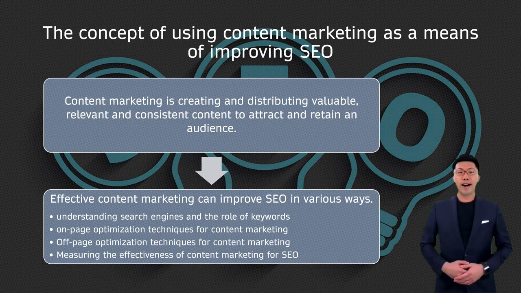But what is the concept of using content marketing as a means of improving SEO? Content marketing is the creation and distribution of valuable, relevant, and consistent content to attract and retain a clearly defined audience. When done effectively, content marketing can help improve SEO in several ways as below: understanding search engines and the role of keywords, on-page optimization techniques for content marketing, off-page optimization techniques for content marketing, and measuring the effectiveness of content marketing for SEO.